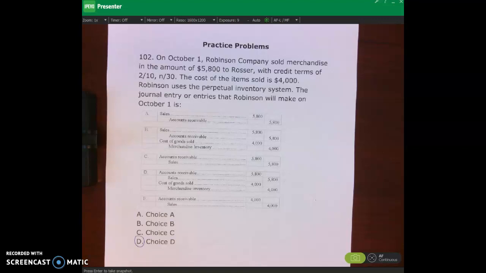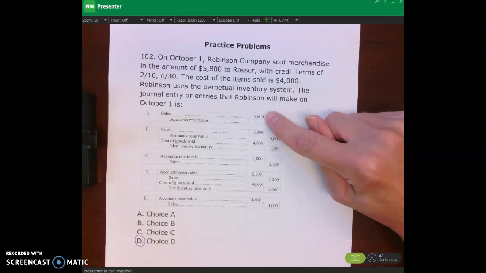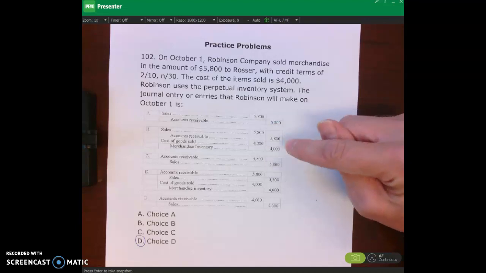Okay, so we made a sale. So this one, A is not right. Well, it's a debit to sales. We made a sale. So a debit to sales doesn't make any sense. No, not debit to sales. That means sales are going down.